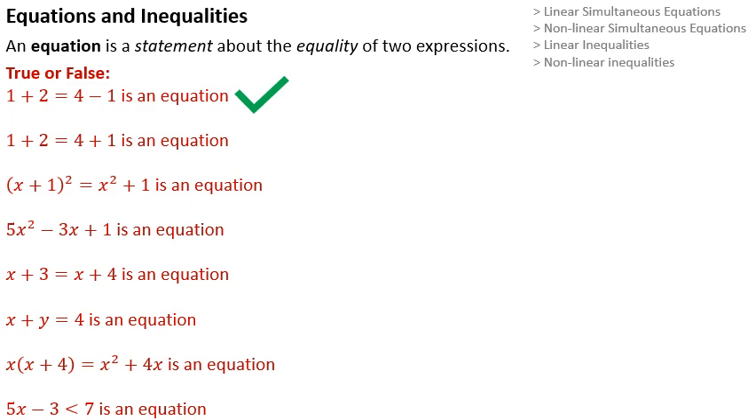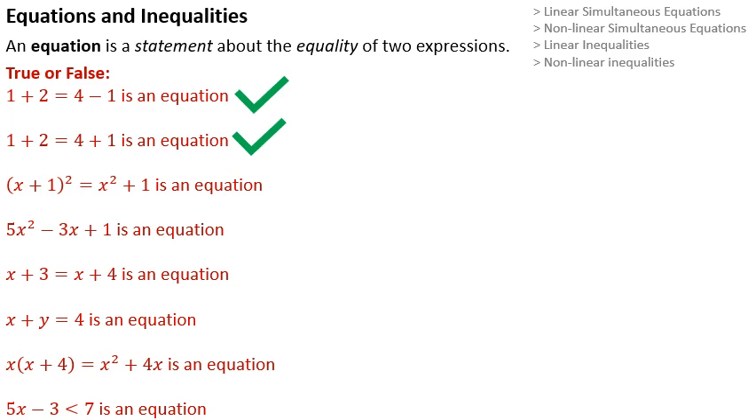Okay, our first one, this is an equation. 1 add 2 equals 4 minus 1 counts as a valid equation. Remember, an equation is a statement about the equality of two expressions. This particular statement happens to be true. 3 equals 3. The second, 1 add 2 equals 4 plus 1, is also an equation. This particular equation is not true, but that doesn't stop it being an equation. It's a statement about the equality of two expressions, and this particular one happens to be a false statement.